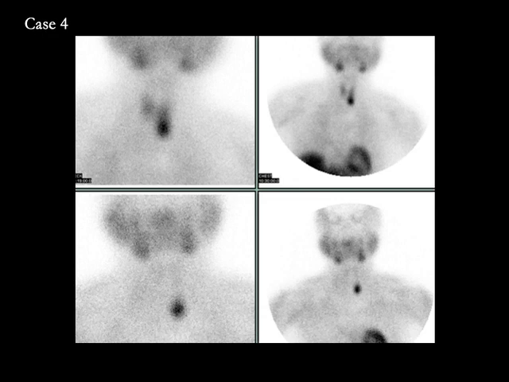Another abnormal study, case number 4. This case shows images from an abnormal parathyroid scan with a parathyroid adenoma at the inferior pole of the left lobe of thyroid, seen here on the early image and seen here on the delayed image.